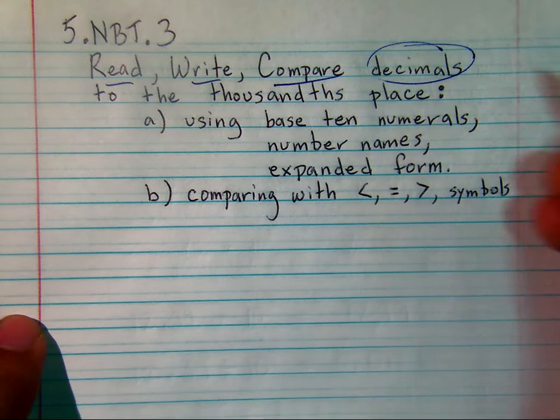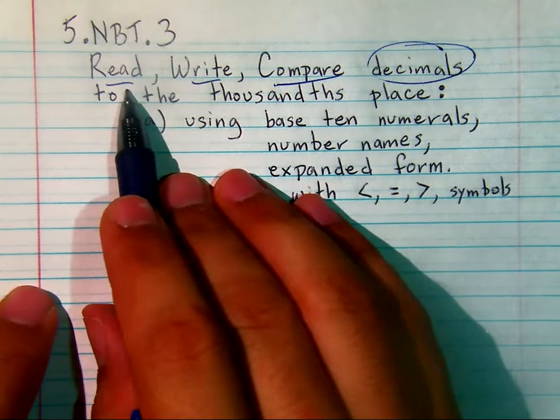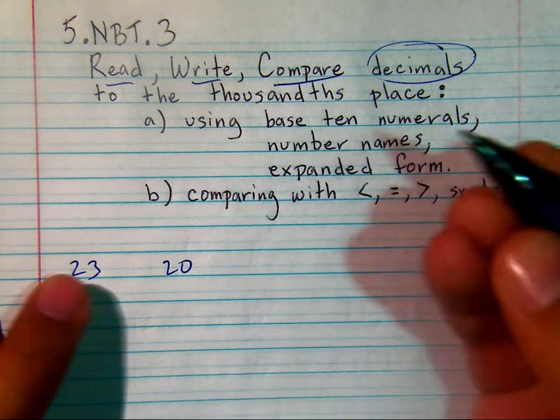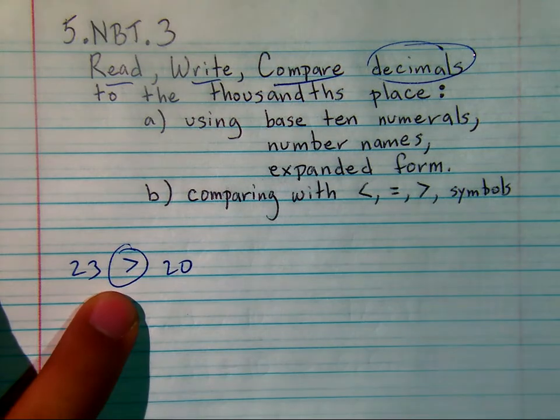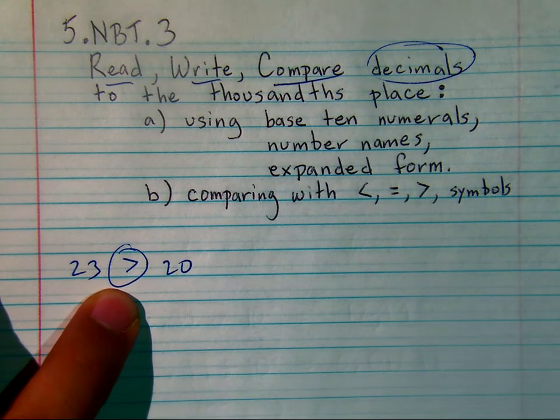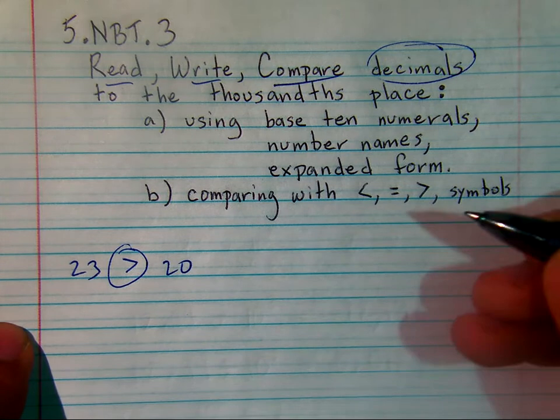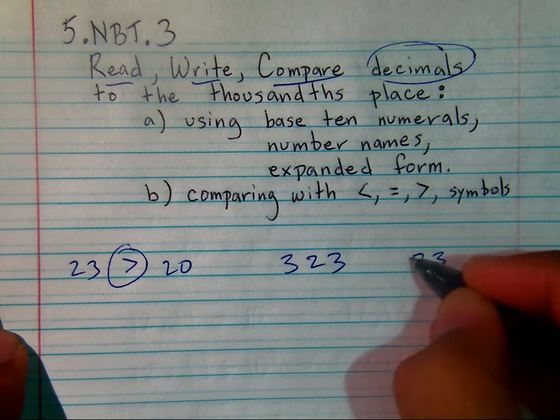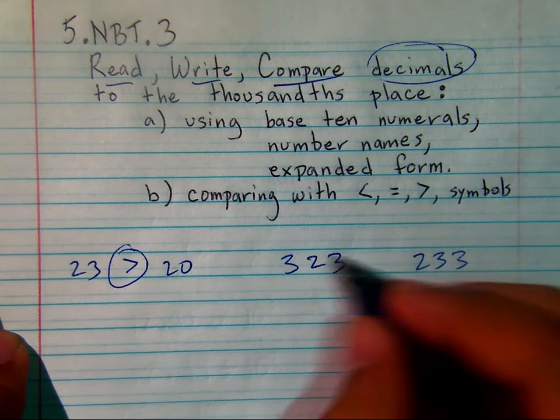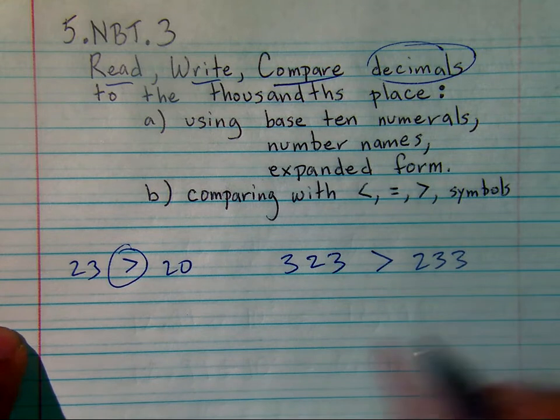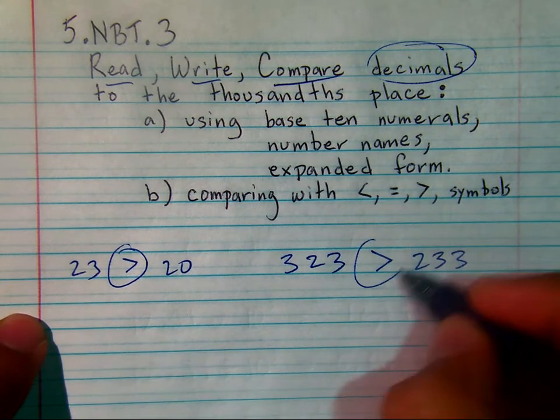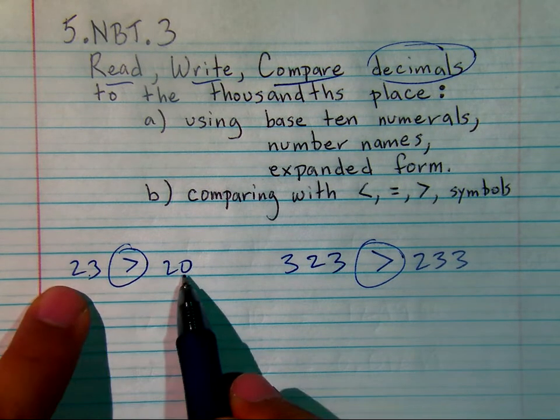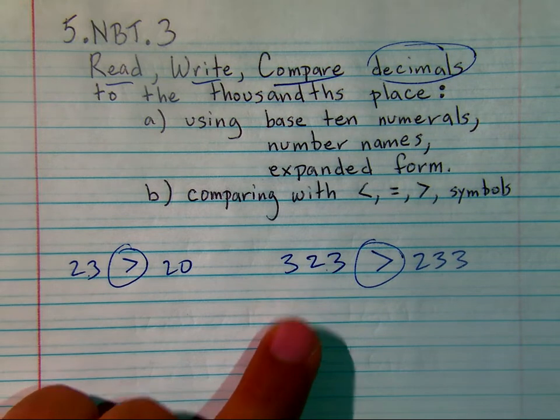I guess specifically 4th grade, but reading and writing and comparing numbers like 23 and 20, which one's bigger? This one. So using these symbols, that's nothing new. In 3rd grade, you're doing this: 323 and 332. Which one's bigger? This one. So this idea of comparing numbers, that's not new, with single digits, double digits, and in 3rd grade, 3 digits.